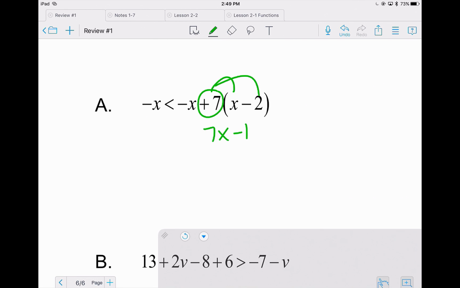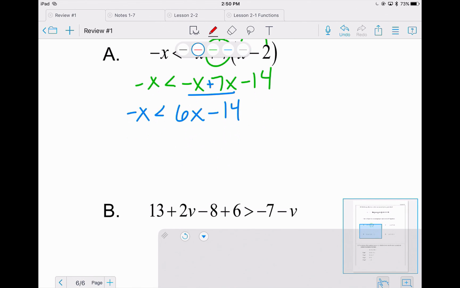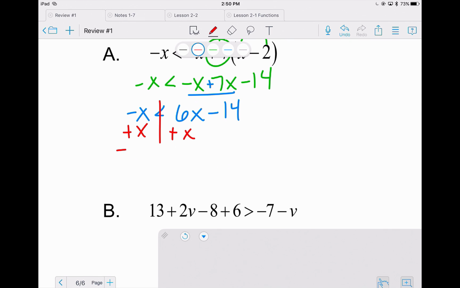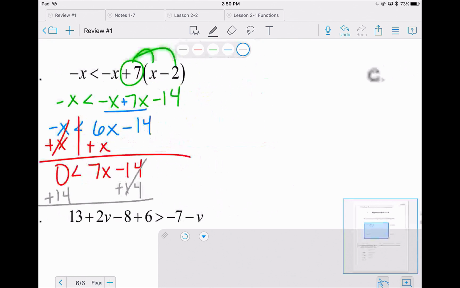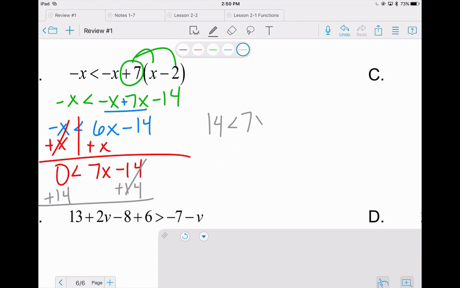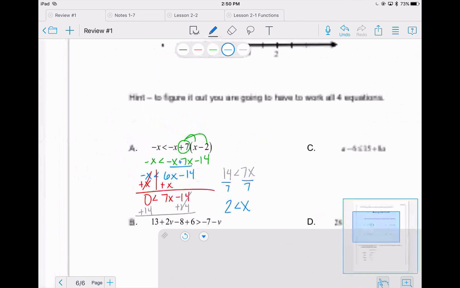Distribute 7x, so 7x minus 14. Everything else stays the same. Oops, sorry. Combine like terms, so negative x is greater than 6x minus 14. For this problem, I'm going to move the x to the other side, so I don't have to flip my sign. So 7x minus 14. Add 14 to both sides. So 14 is less than 7x. Divide by 7. So 2 is less than x.